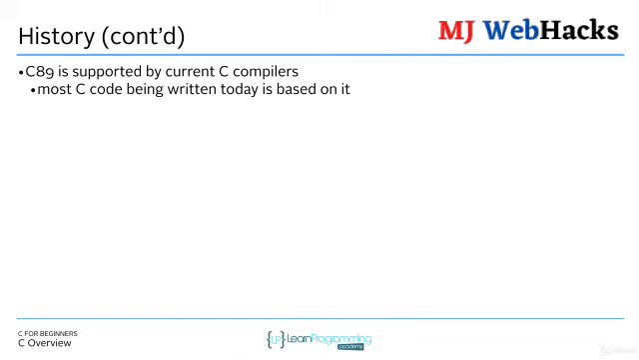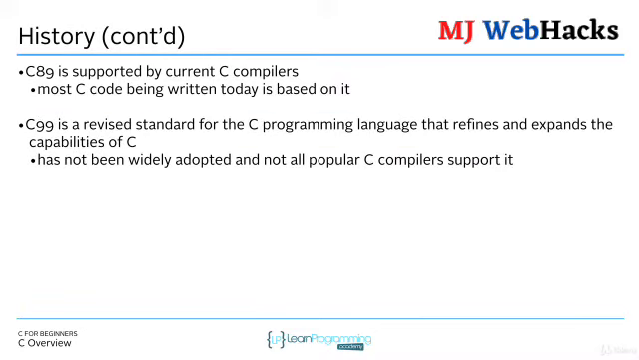I mention this because I want to tell you what standard we're going to focus on and tell you a little bit about the standards. C89 is the first standard, 1989. It's supported by almost all the C compilers. Most of the code you see out there today written in C is based on C89. It has the basic constructs. Each standard may have new features of the language and so forth. That's another reason that it's important. But C89, since it's the oldest, is the most widely used.